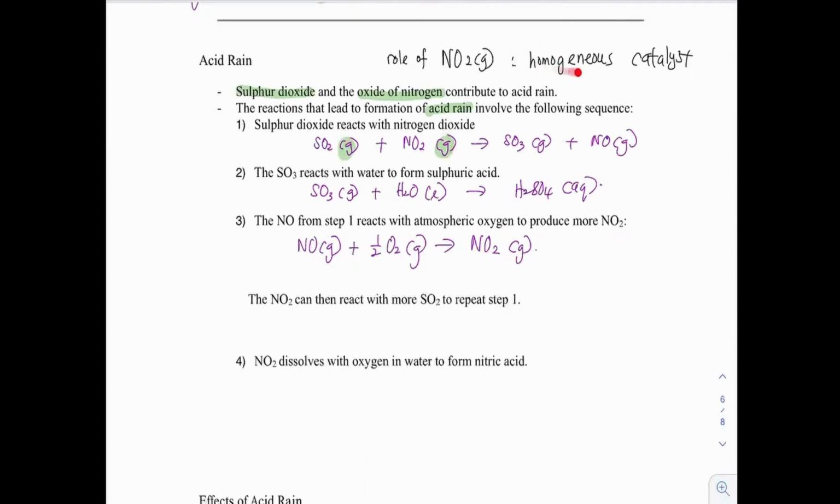And how does the homogeneous catalyst work? It works by changing oxidation number. How? The oxidation number changes from +4 turning to +2, +2 turning to +4. So you can see eventually NO2 will reform back. So over here we say that the catalyst is regenerated.